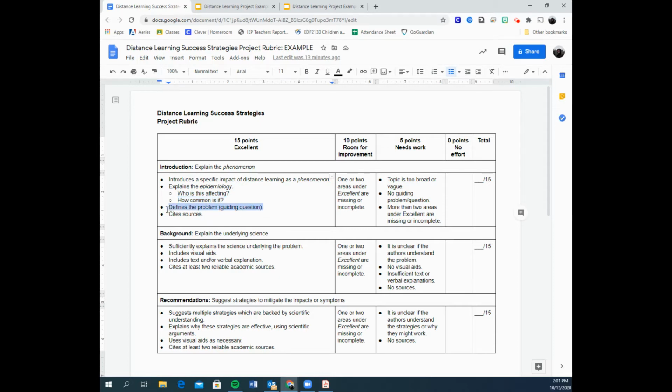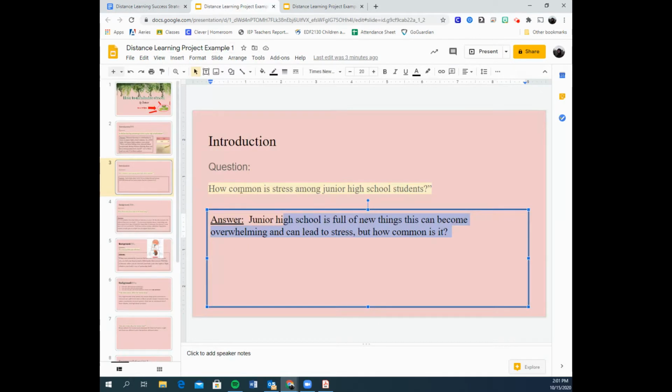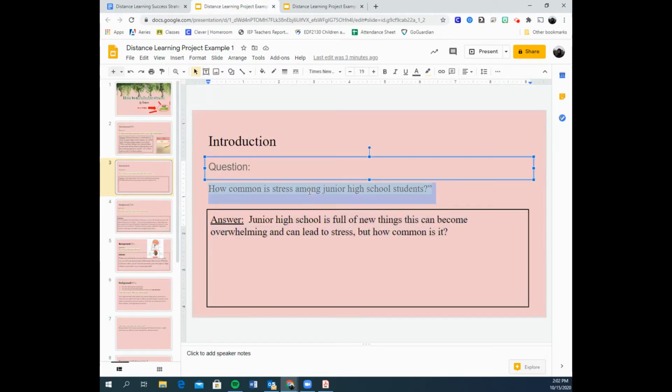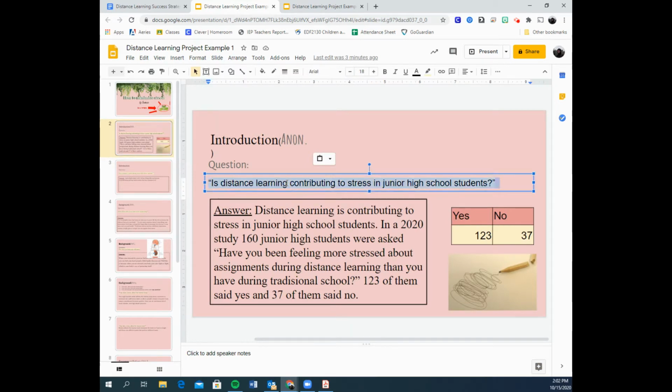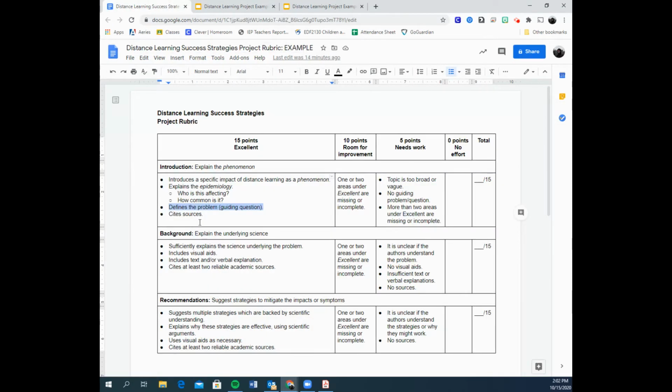Did we define the problem with a guiding question? Well, we kind of did. We have the question, how common is stress among junior high school students? Is distance learning contributing to stress in junior high school students? Okay, we have some good guiding questions, but remember, one thing we're trying to accomplish with this is to make recommendations to help students with their stress. How can students cope with stress during distance learning? We would want to see that. So I might actually take off points here.